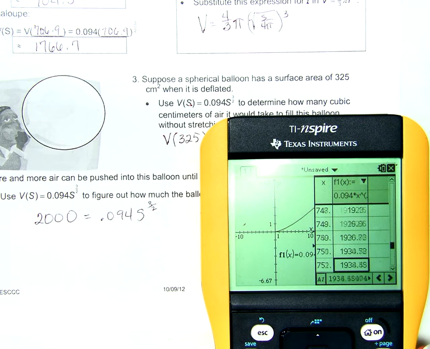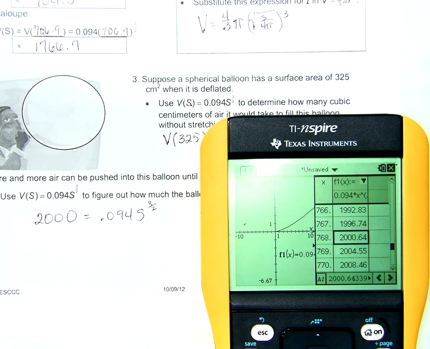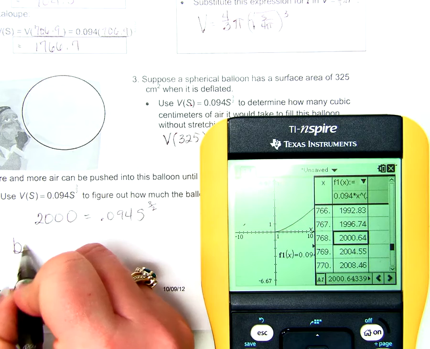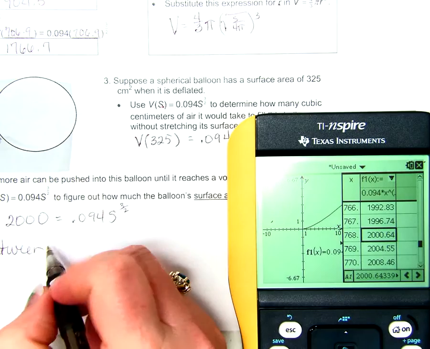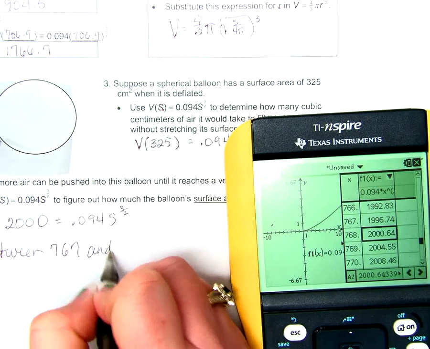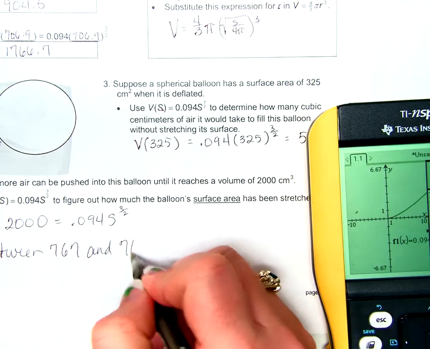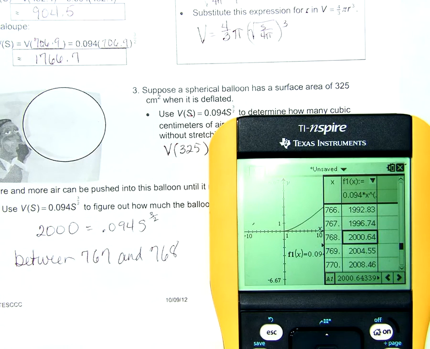See, look, I'm already at 1900, so that's good. And I need 2,000. Whoop. So look at that. Between this, my surface area would be between 767 and 768. But boy, that was annoying. Having to scroll all that, having to figure out how to set my table. I sure wish there was an easier way.